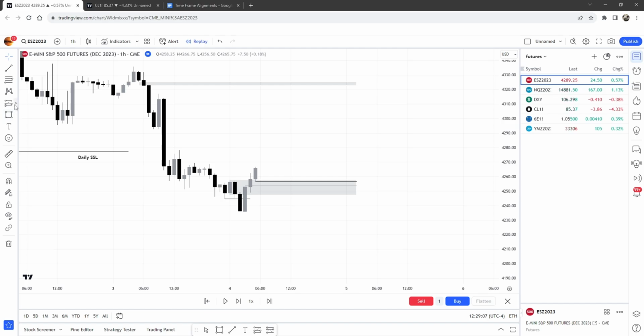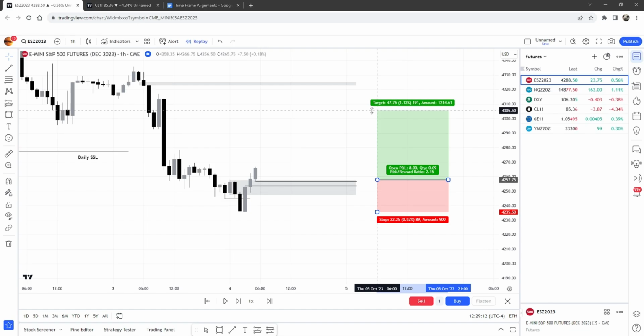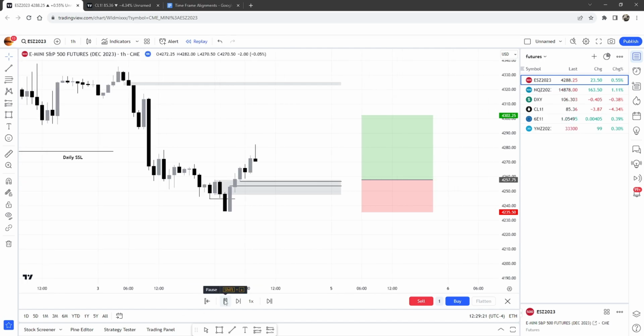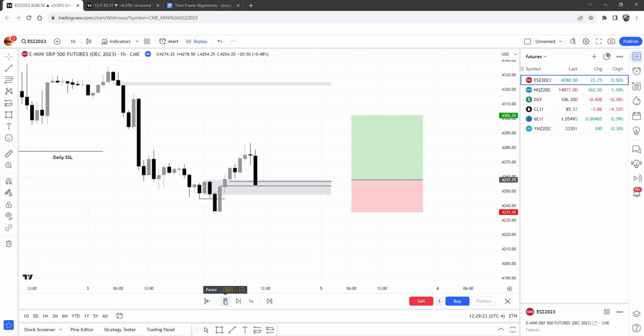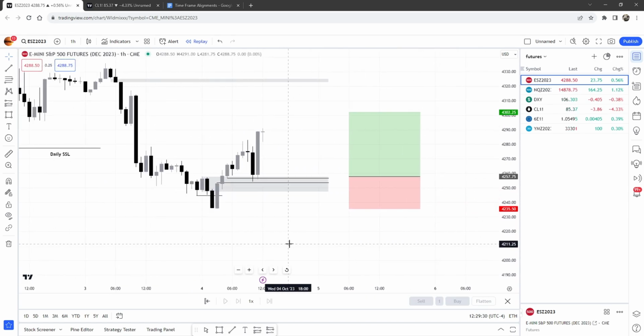Let's see what happens. All right, so no entry yet, no entry yet. Oh, there's an entry. See what happens. Would you look at that? Price clearly respects our entry function. We've done something technical, right?